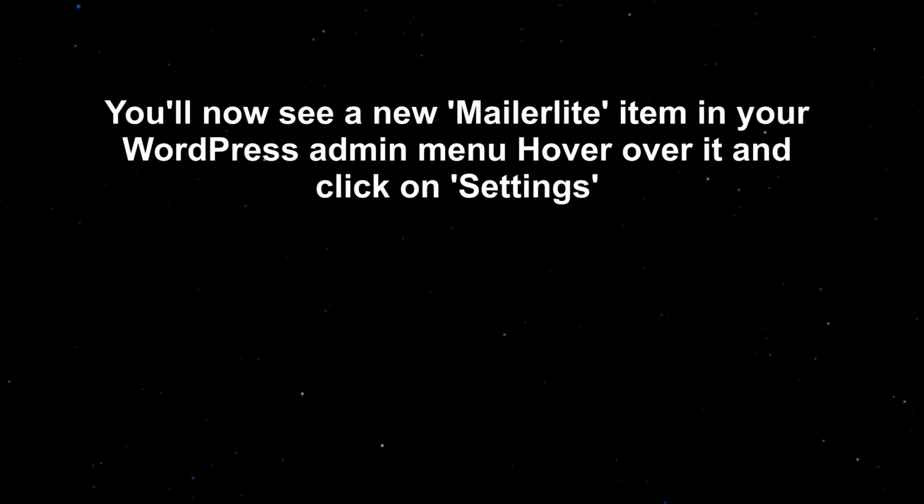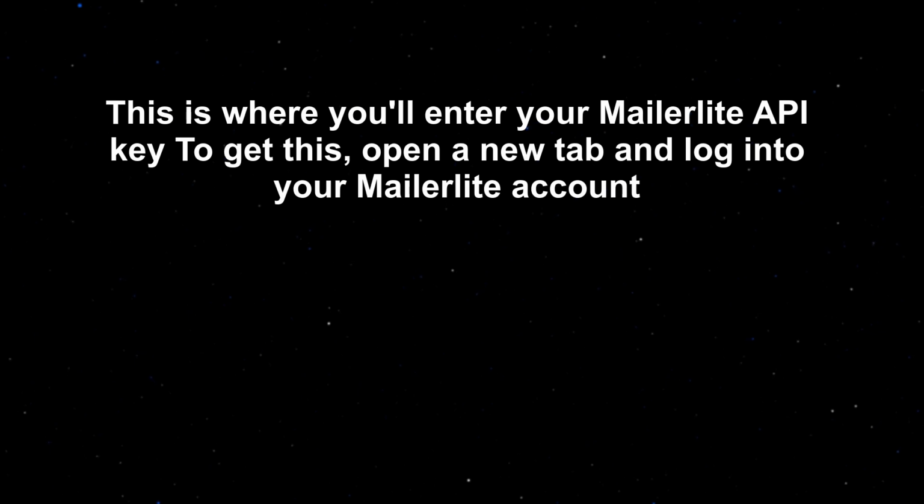You'll now see a new Mailerlite item in your WordPress admin menu. Hover over it and click on Settings. This is where you'll enter your Mailerlite API key.